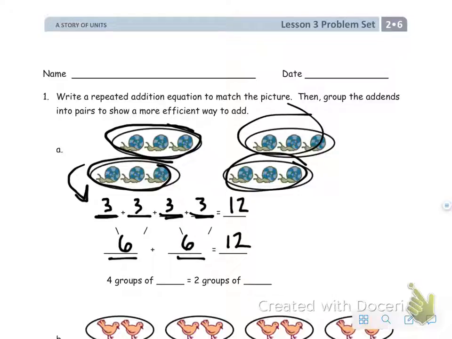And then coming back to this right here, we have 4 groups of blank equal 2 groups of blank. So how we need to think about this is a group of 3, right? So this is 4 groups of 3 is equal to 2 groups of 6. Okay?